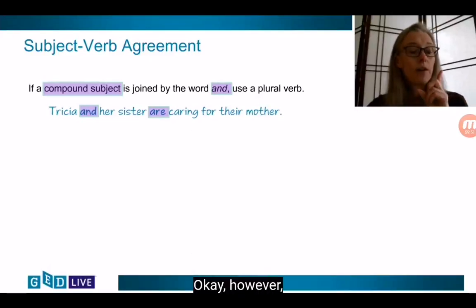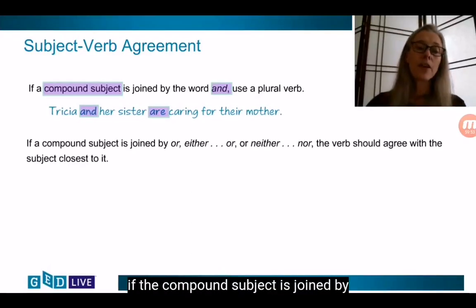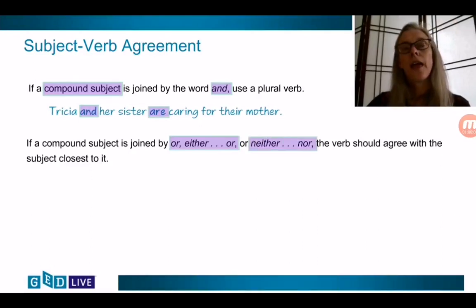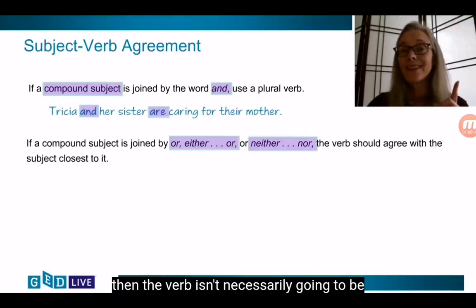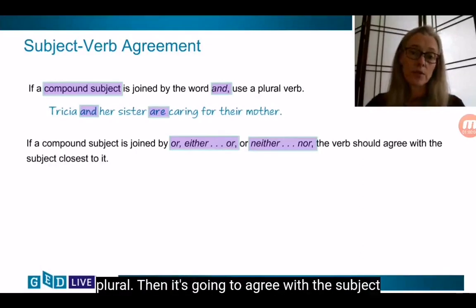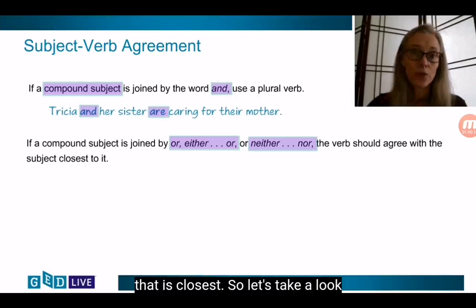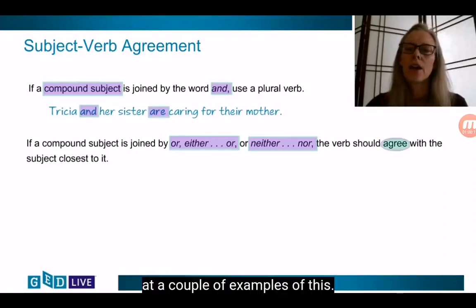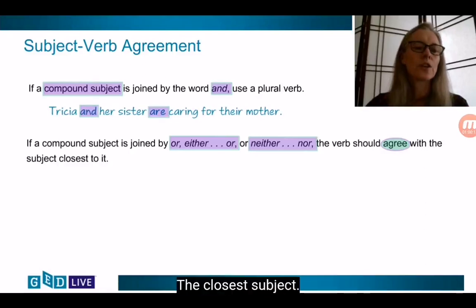However, if the compound subject is joined by "or," an "either...or," or a "neither...nor," then the verb isn't necessarily going to be plural. Then it's going to agree with the subject that is closest. So let's take a look at a couple of examples of this, the closest subject.